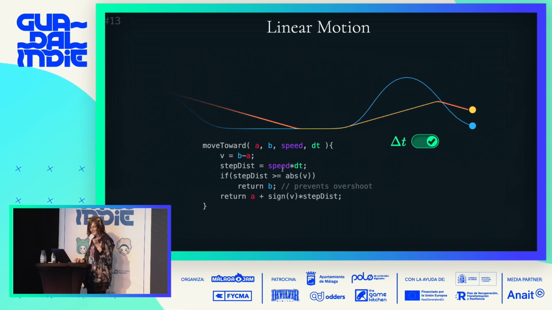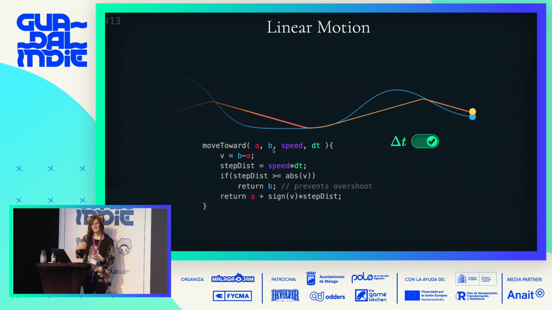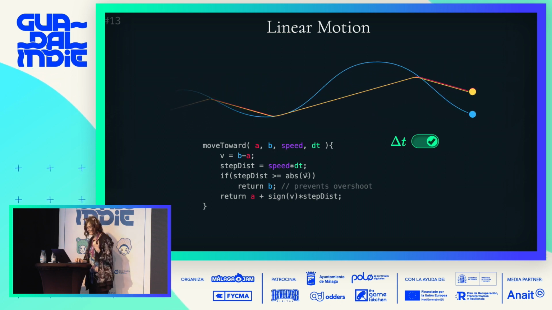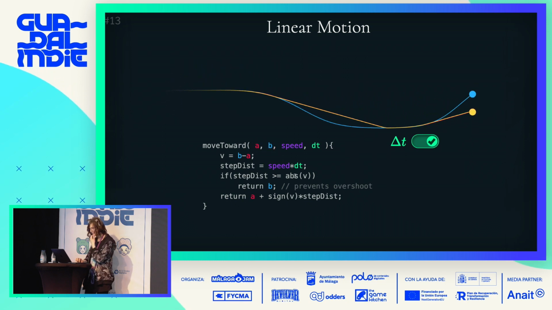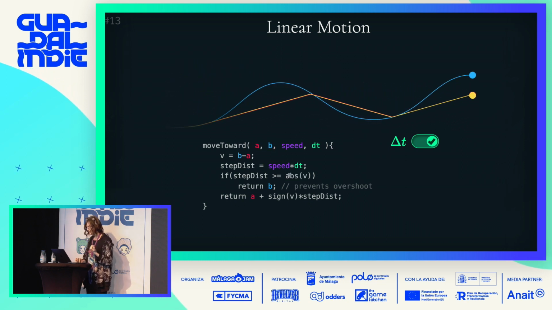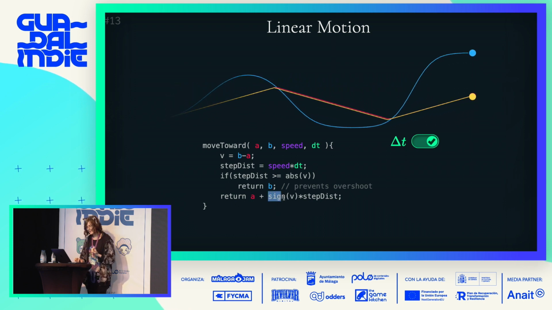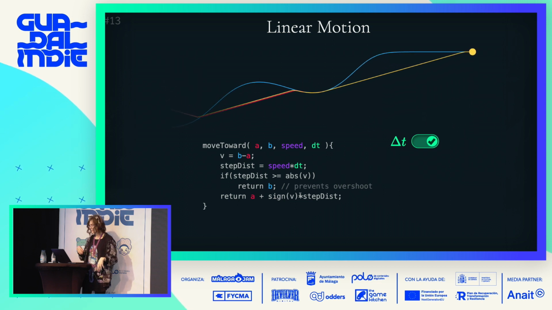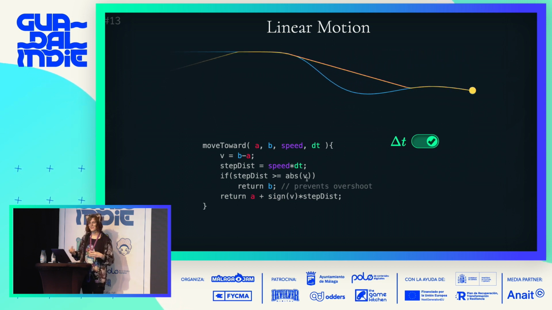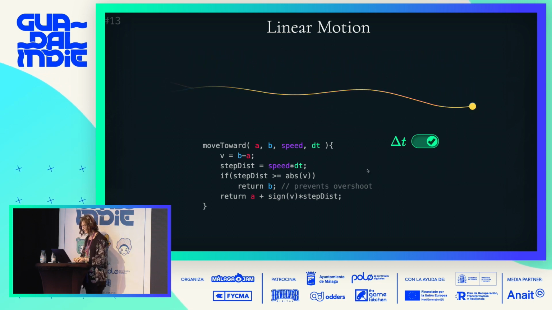So if you want to write this function for vectors instead of numbers, then all you need to change really is to make a and b vectors, and then abs v is just going to be the magnitude of v, and sine of v is just going to be normalizing v. So these are kind of the equivalent functions just for one-dimensional values, I guess.